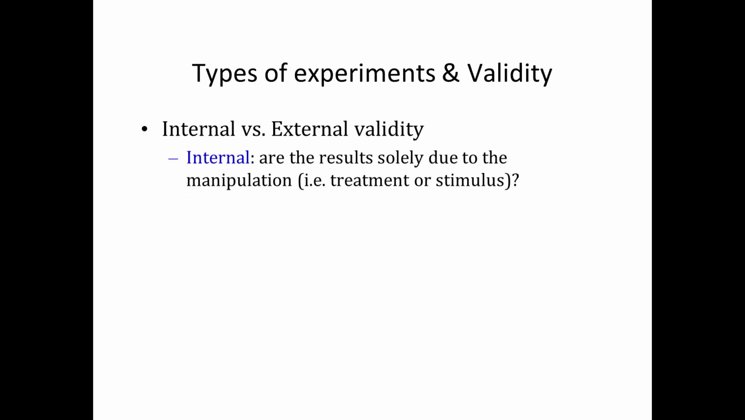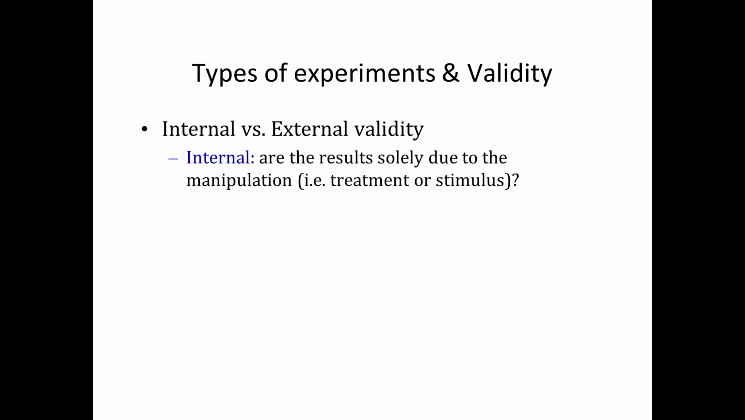Let's talk about the validity of experiments and how that can differ across different types of experiments. Validity here is of two types, internal and external. Internal validity has to do with whether the results we observe in the experiment can be attributed solely to the stimulus, also known as the manipulation or the treatment.